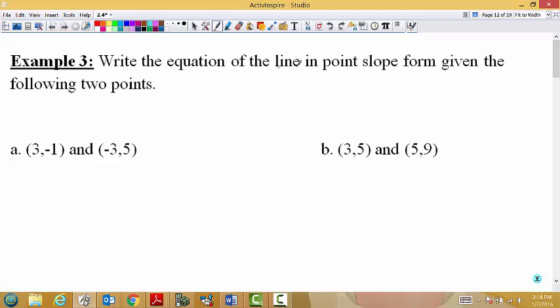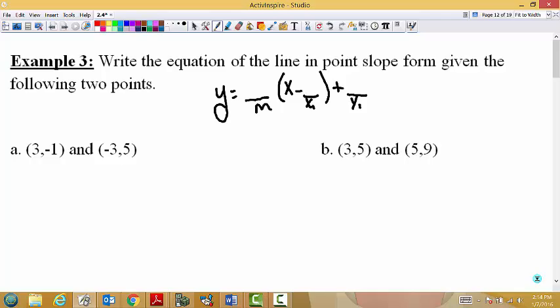It says write the equation of the line in point slope form. Now it's actually telling you to write it in point slope form. I'm tongue-tied again, I apologize. Point slope form is y equals blank, x minus blank, plus blank, and that's m, x1, y1. So it's the same thing we've been doing.